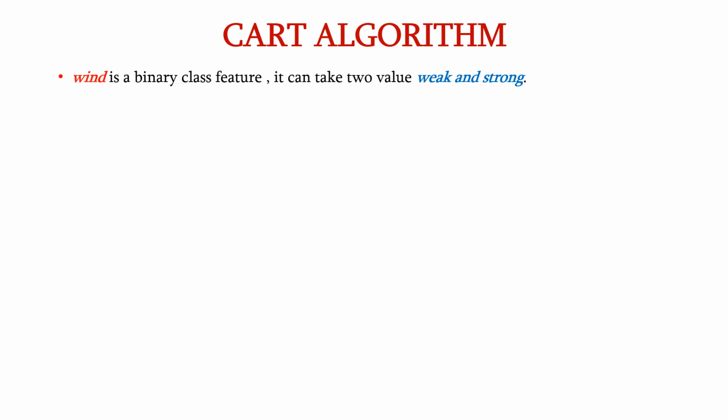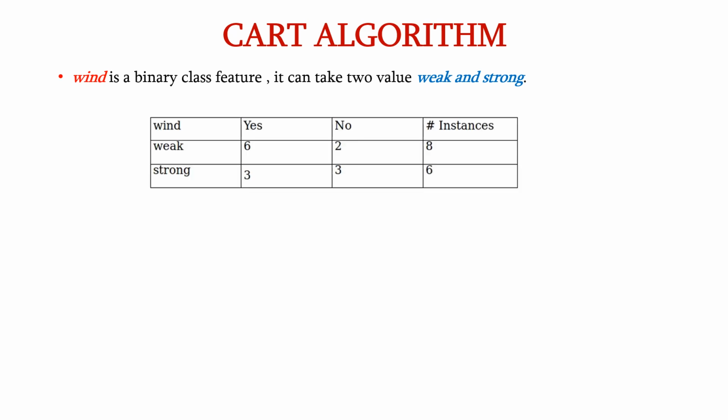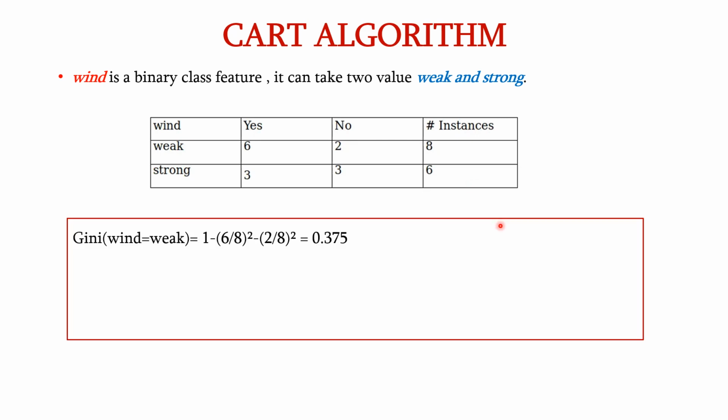Now let us consider the wind feature. It is also a binary class feature. It takes two values, weak and strong, which are there in the original table. For wind we have 6 yes instances for weak and 2 for no, and totally we have 8 weak instances. And for the strong category we have 3 instances of yes, 3 instances of no, and the total number of instances is 6.